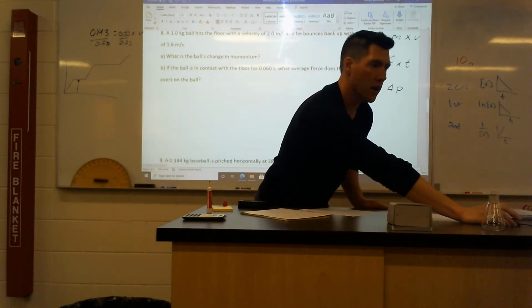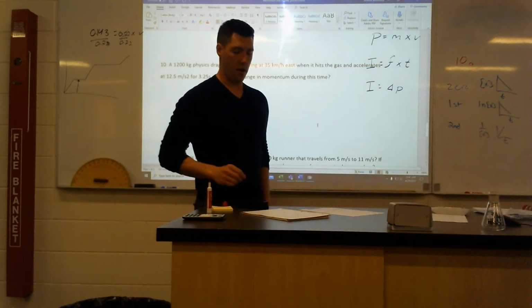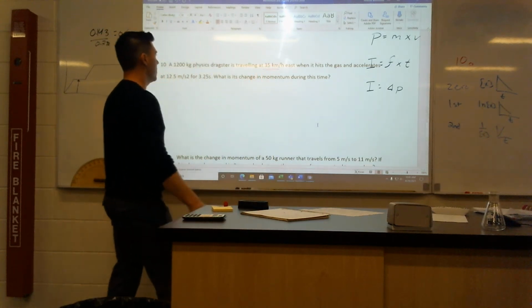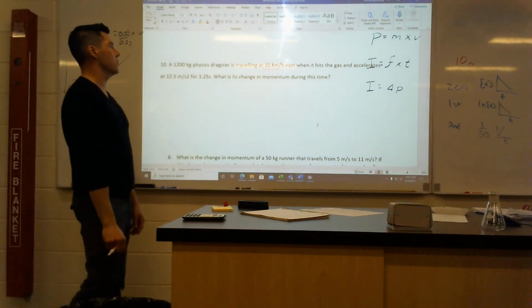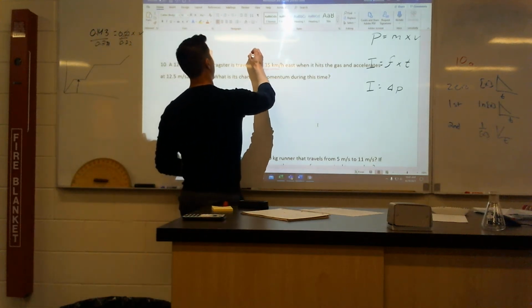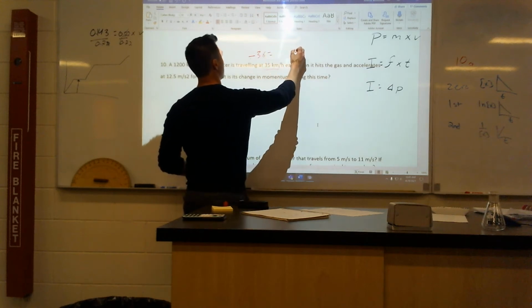Let's look at question 10. Question 10, a physics dragster, okay? I'm going to underline this with as much emphasis as possible. It's traveling at 35 kilometers per hour east. Please change that right away to meters per second. Divide by 3.6, get my meters per second.